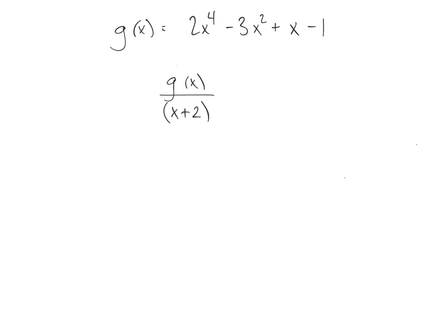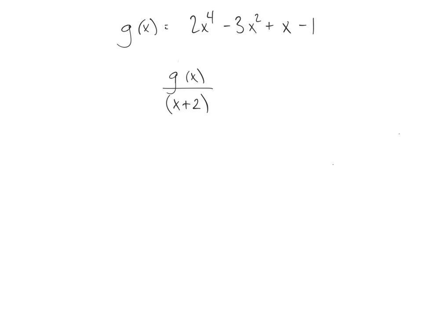We've got a function g of x, and it equals 2x to the fourth minus 3x squared plus x minus 1. And what you're going to notice about this one is that we have a quartic. We are missing our x to the third term. So when it's time for us to set up our synthetic division, we have to remember that that has to be a 0. So we have a 2 in front because that's our x to the fourth. We are missing what would be an x to the third term, so we have to make sure that we account for that with a 0.